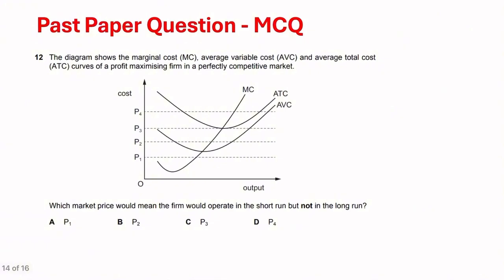Now let's take a look at another past paper question. The diagram shows the marginal cost, average variable cost, and average total cost curves of a profit-maximizing firm in a perfectly competitive market. Which market price would mean the firm would operate in the short run but not in the long run? Is it P1, P2, P3, or P4? I'm going to give you guys another minute to answer this question.